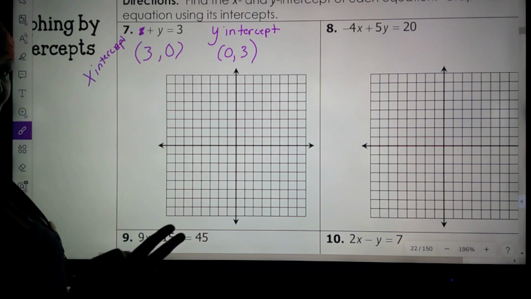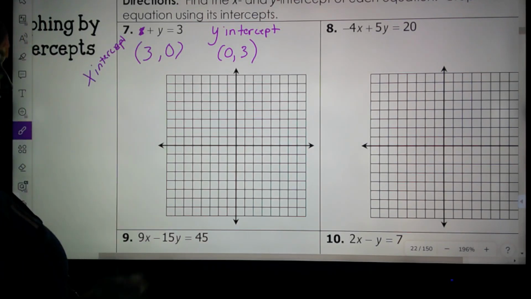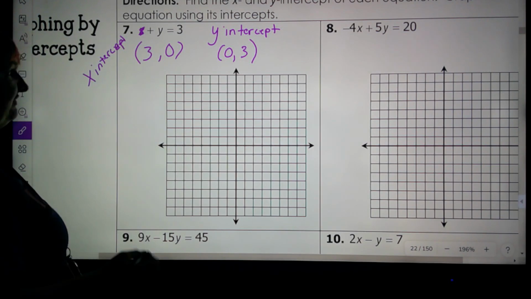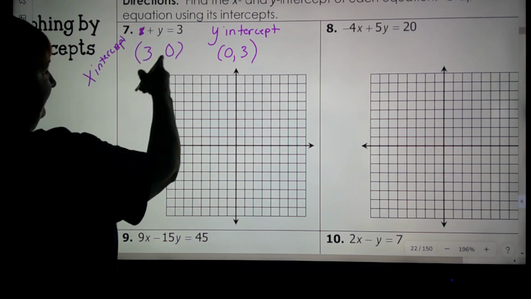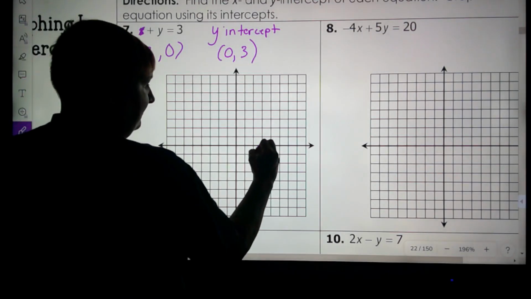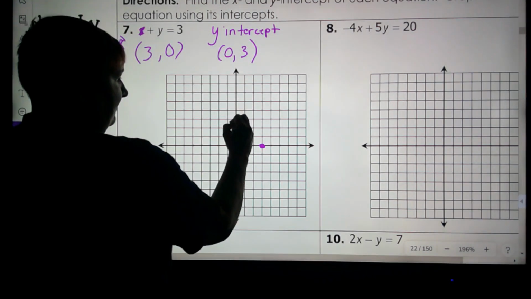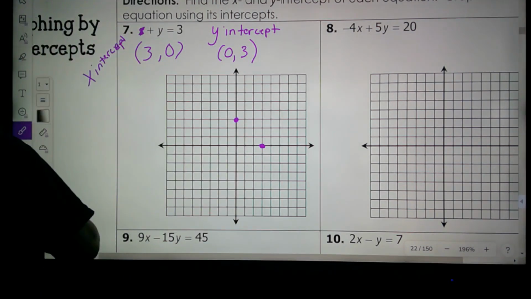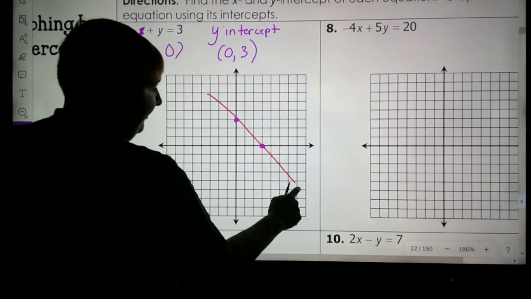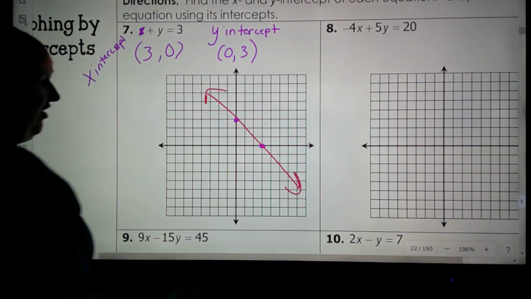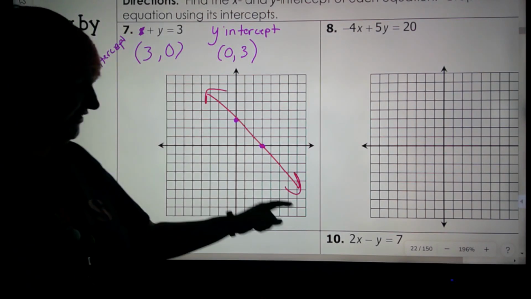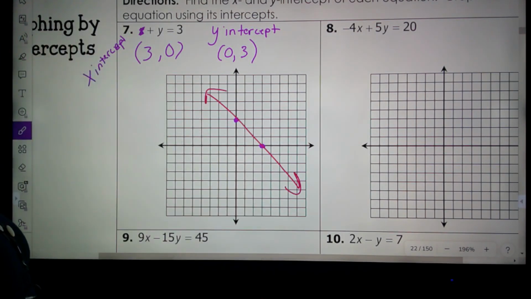Once you have 2 points, 2 ordered pairs, you can graph them. And that's all you need to make a line. 3 right, no up or down. Origin, up 3. We have our 2 points. We can draw our line through it, put our arrows on the end. Always remember, draw your line through it and put your arrows on the end.